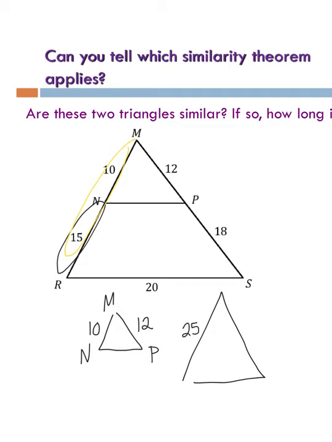Same thing on the right side. 18 is not the side of a triangle, it's the side of what looks like a trapezoid here. We're gonna add these two together and we get 30. So this is RMS.